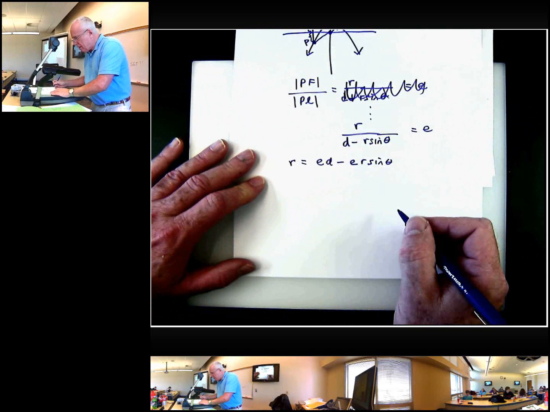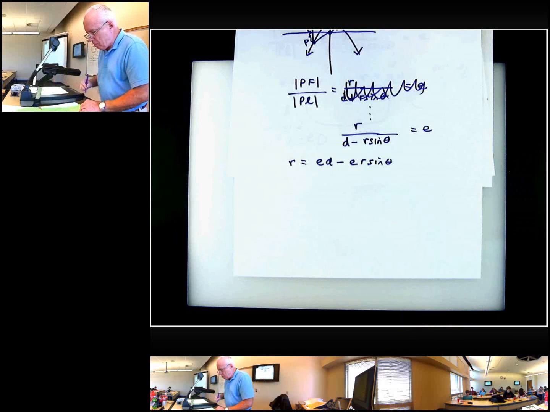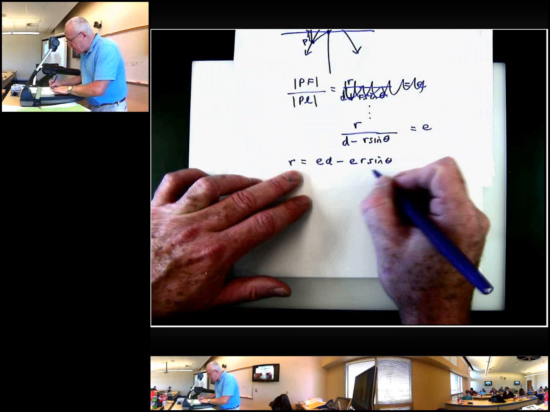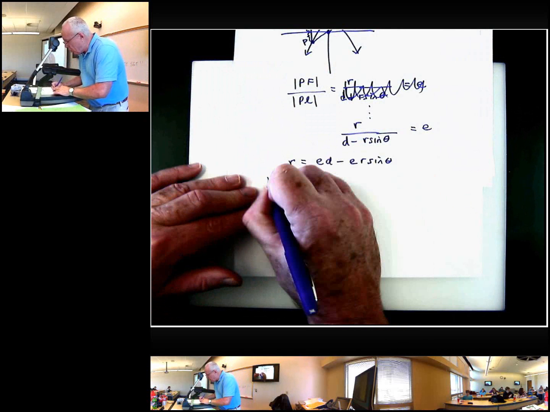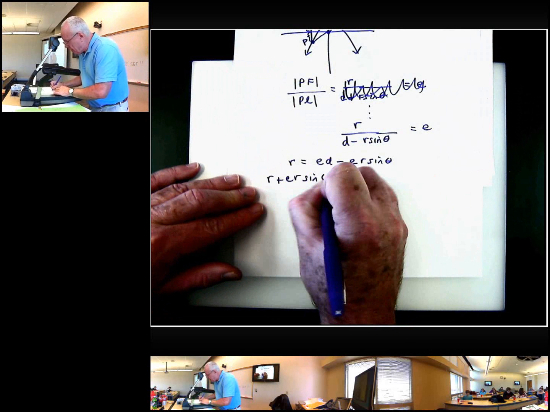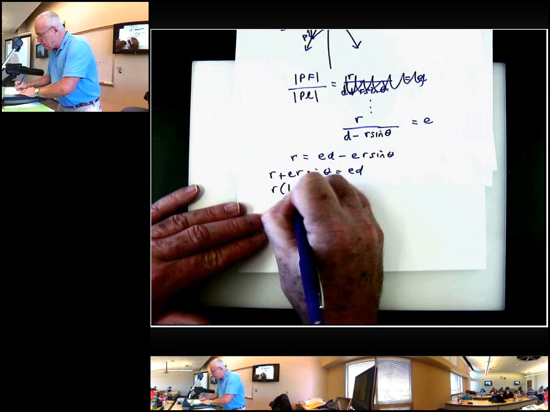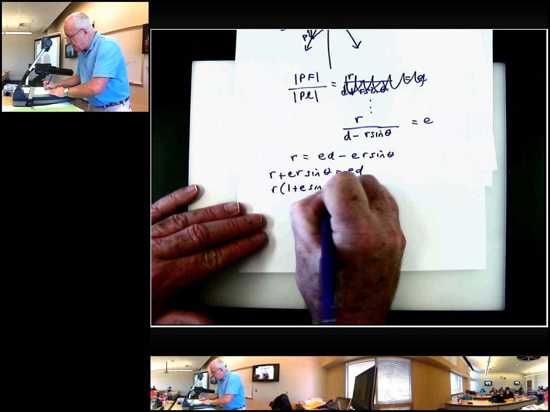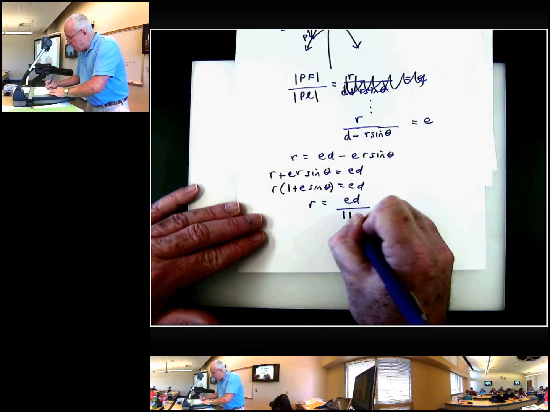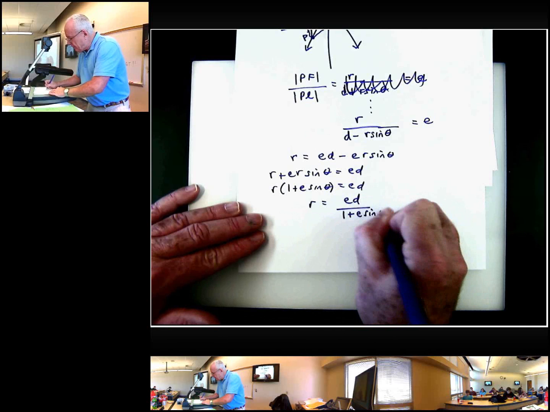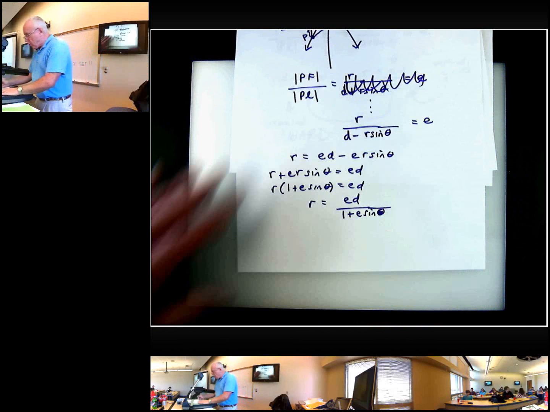Yeah, that's right. And then we get r's on one side, so we have r plus er sine of theta is equal to e times d. Isolate the r: r times 1 plus e sine theta is equal to ed. And then divide, we get r equals ed over 1 plus e sine of theta. And that's correct. Okay.